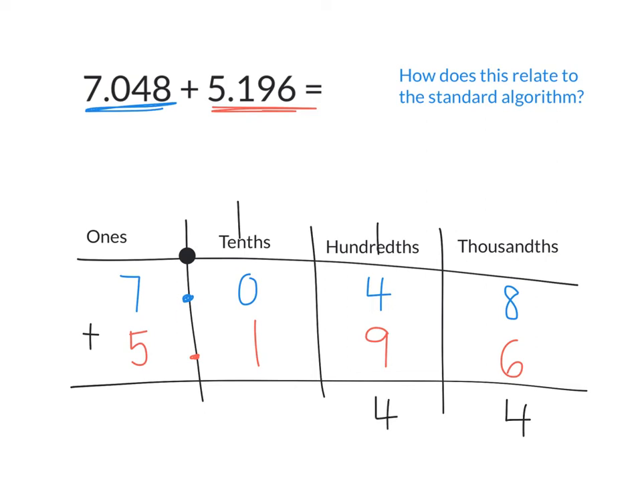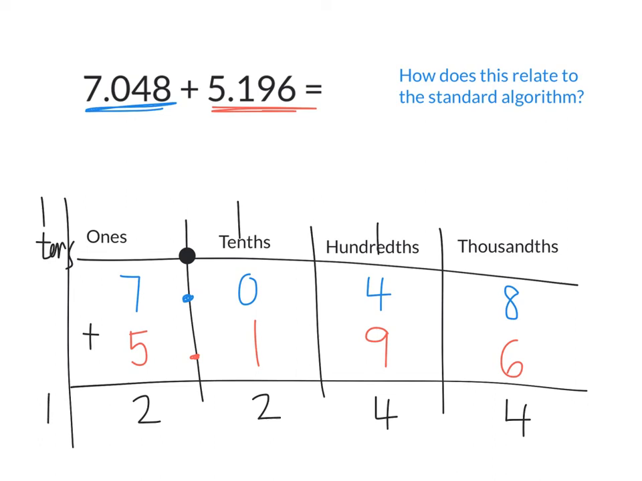Okay, now I have 1 tenth that was regrouped, plus 0 tenths, plus 1 tenth. How many tenths do I have altogether? Okay, does anything need to be regrouped? Okay, I have 7 ones, and then I have 5 more. How many ones do I have? 12. But 2 of those are going to stay ones, and 10 of those are going to become 1 what? 10. Very good. These are the tens.